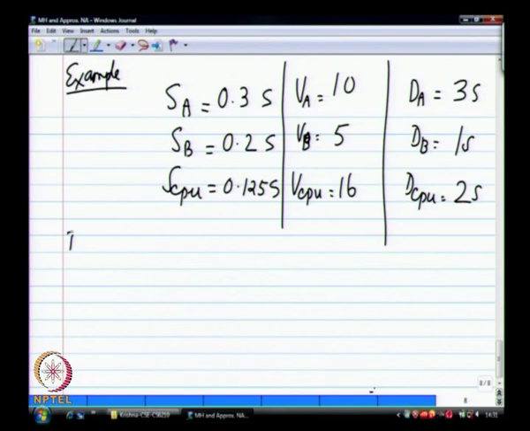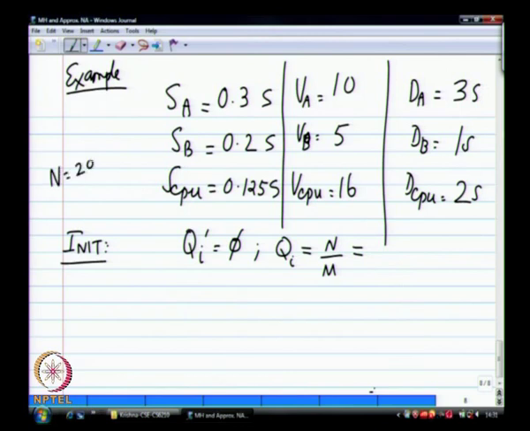So initialization. I said we will use Qi dash equals 0 and then Qi was n by m, and n we said was 20, m equals 3, 20 by 3. So therefore we pretend that initially each queue has 6.67 customers, that is our start for the iterations.